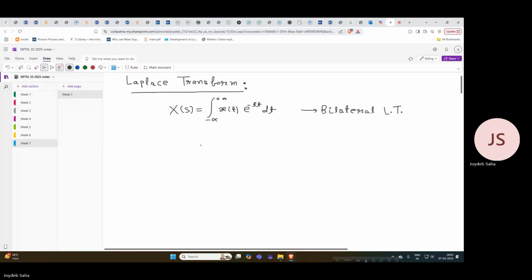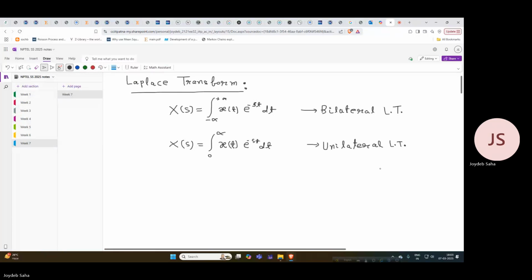Okay, and if the limit is 0 to infinite, e to the power minus st dt, then it is called unilateral Laplace transform. LT for Laplace transform.